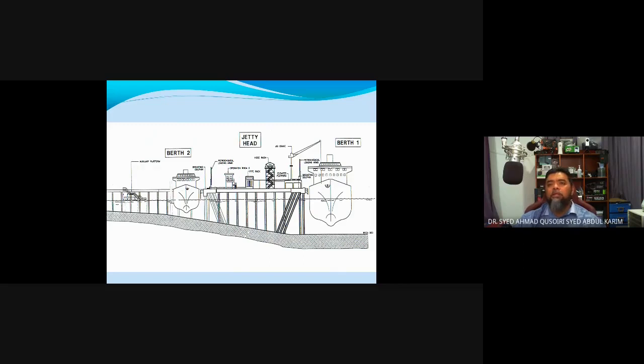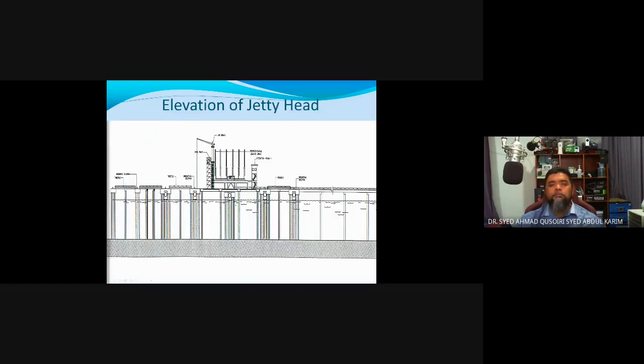A jib crane to lift the materials from the ship, elevator platform, hose rack, pipe rack. So these are all about the pipe works. Operation room, and the same thing for the second berth. So this is at the jetty head.